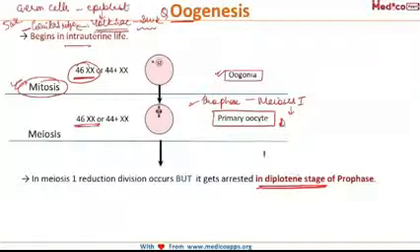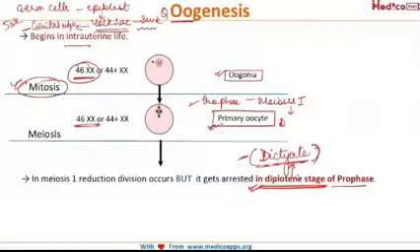And specifically in the diplotene stage, they get arrested at the dictate stage, the resting stage. So these primary oocytes get arrested at the dictate stage of the diplotene stage of the prophase of the first meiotic division. And this entire statement is very important. You can get many questions from this one statement. Now this primary oocyte remains in this state till before ovulation.